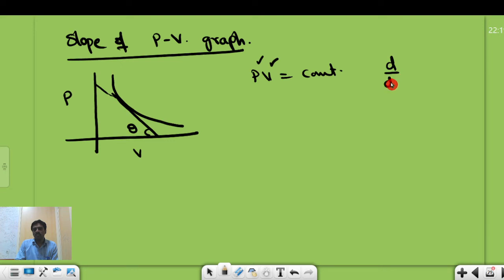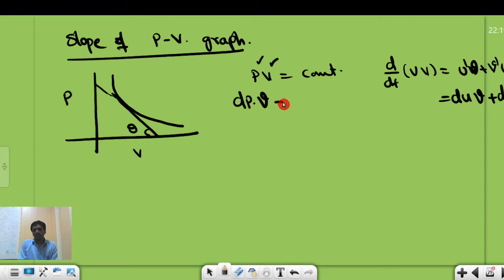So d by dx of UV is equal to U dash V plus V dash U. This is the formula we are having. Let me take it in a similar manner. So P dash, the U dash, is nothing but dU into V plus dV into U. So here it is dP into V plus dV into P, that is equal to 0.